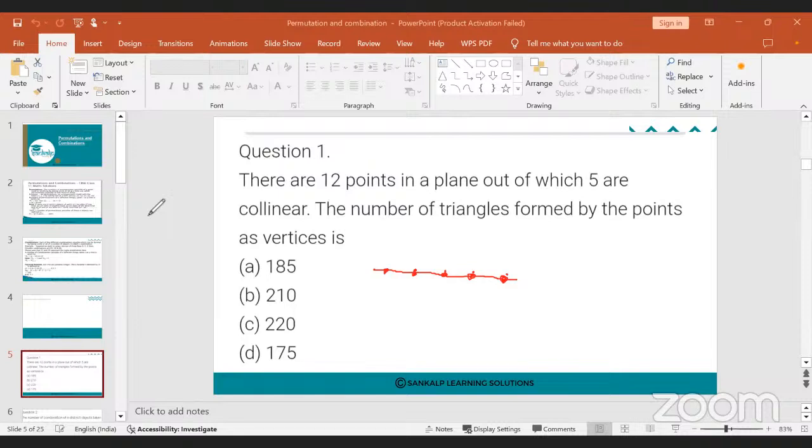Am I audible, students? Am I audible? Yes. Sharath has given D as the option. D, 175, is his answer.